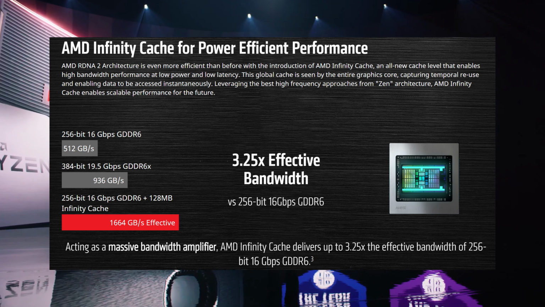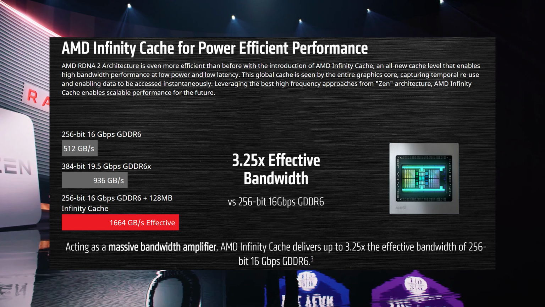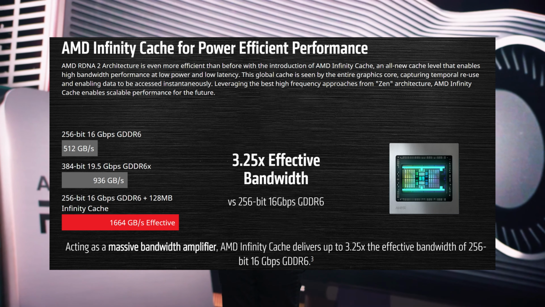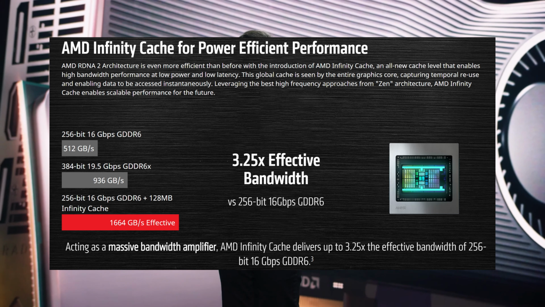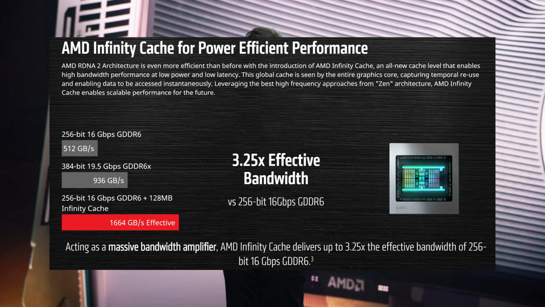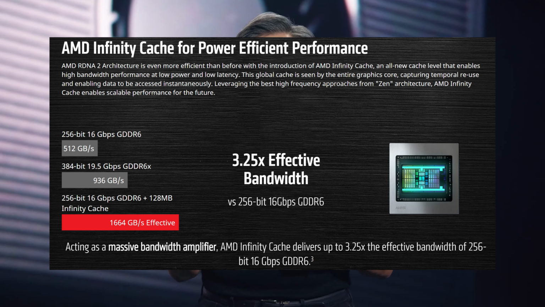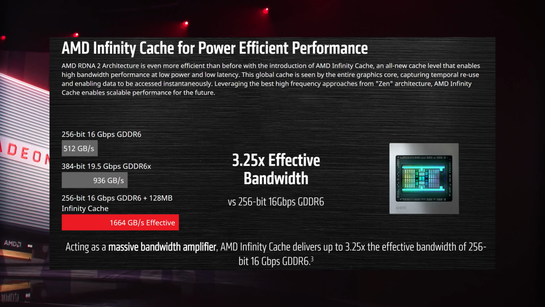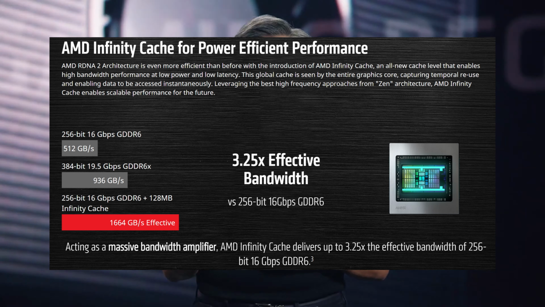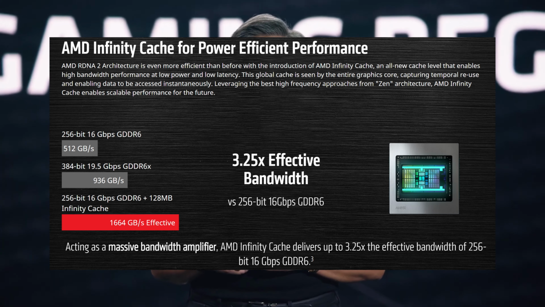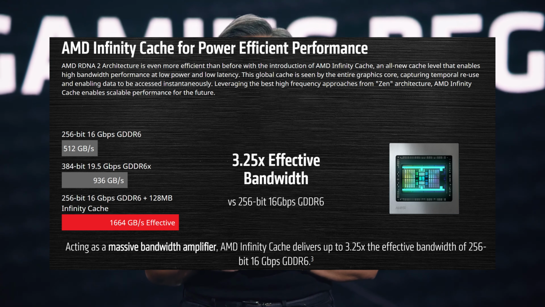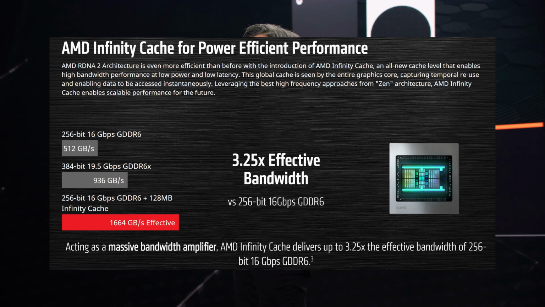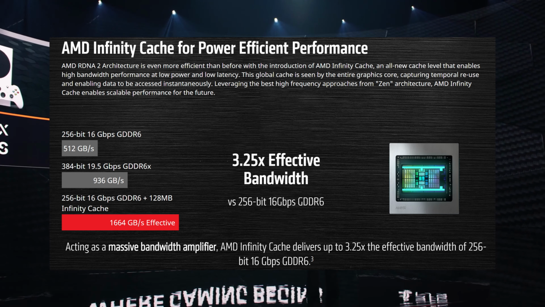So on the screen here, I'm just going to have a wee video showing you the difference. So obviously there's 256-bit 16 gigs of GDDR6, and the bandwidth is 512 gigabytes per second. At 384-bit and 19.5 gigabits of GDDR6, that's 936 gigabytes per second. And with the new AMD graphics cards, it's a 256-bit 16 gigabytes of GDDR6, plus the 128 megabytes Infinity Cache, you're getting effectively up to 1664 gigabytes per second.